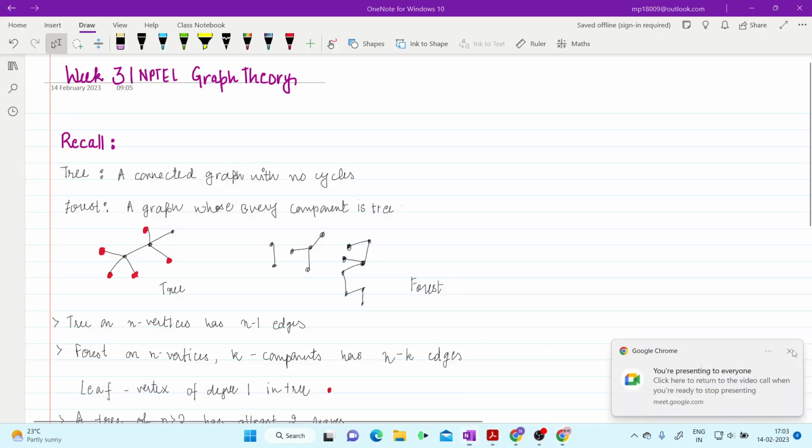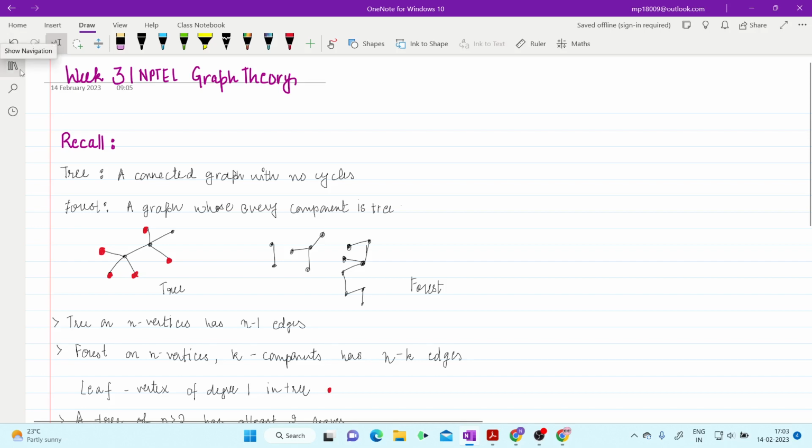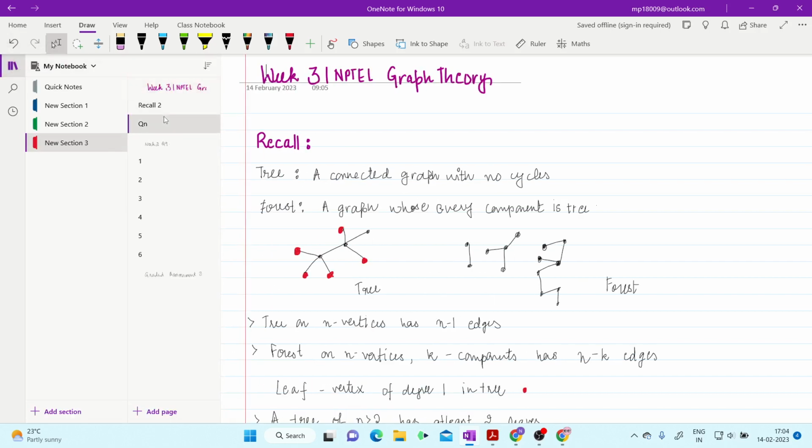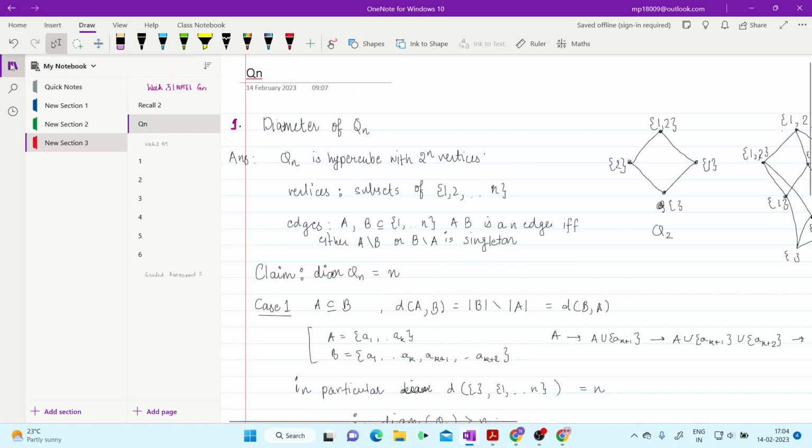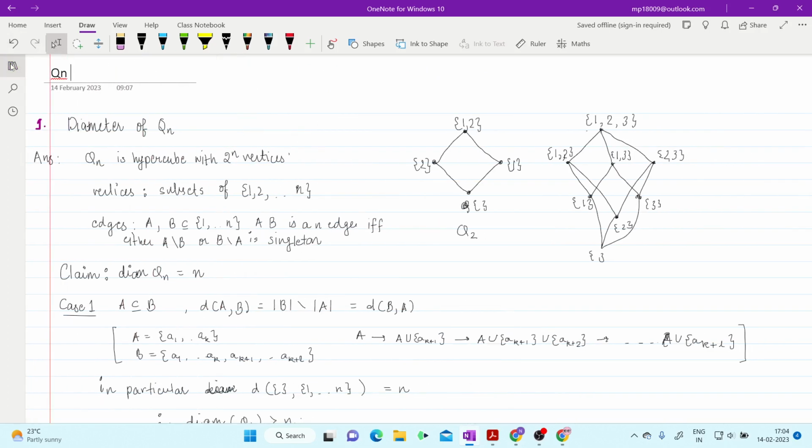Before starting today's session, there were two questions that were left in the middle in the last session. First I'll quickly go through those two questions. The first question was on finding the diameter of the hypercube, which is Qn.